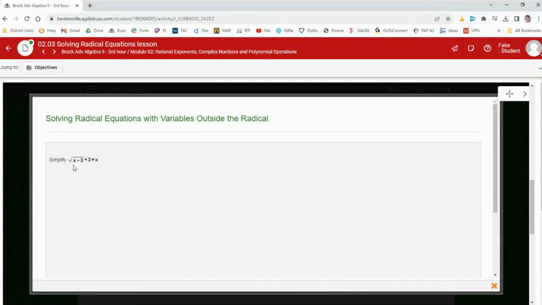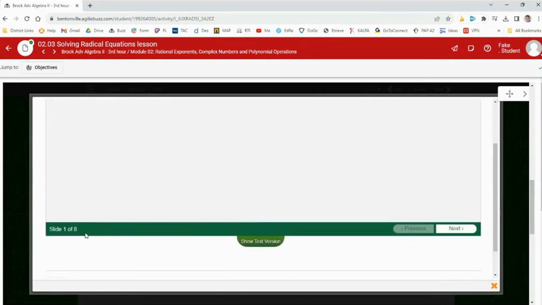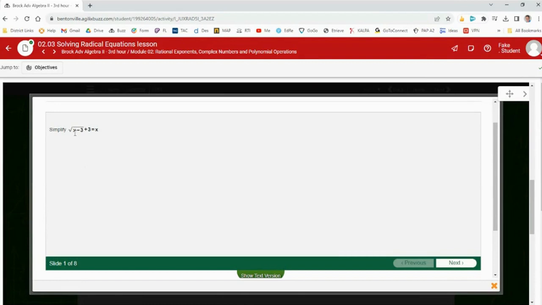So if you have the square root of x minus 3 plus 3 equals x, right? Slide 1 of 8. First thing we're going to need to do, we have a radical, but there's something that's not included. So we're going to have to move that. See, so they have to subtract 3 from both sides and move it. Now they've got the square root of x minus 3 equals x minus 3. Wow, I wonder what x is going to be to make that work.